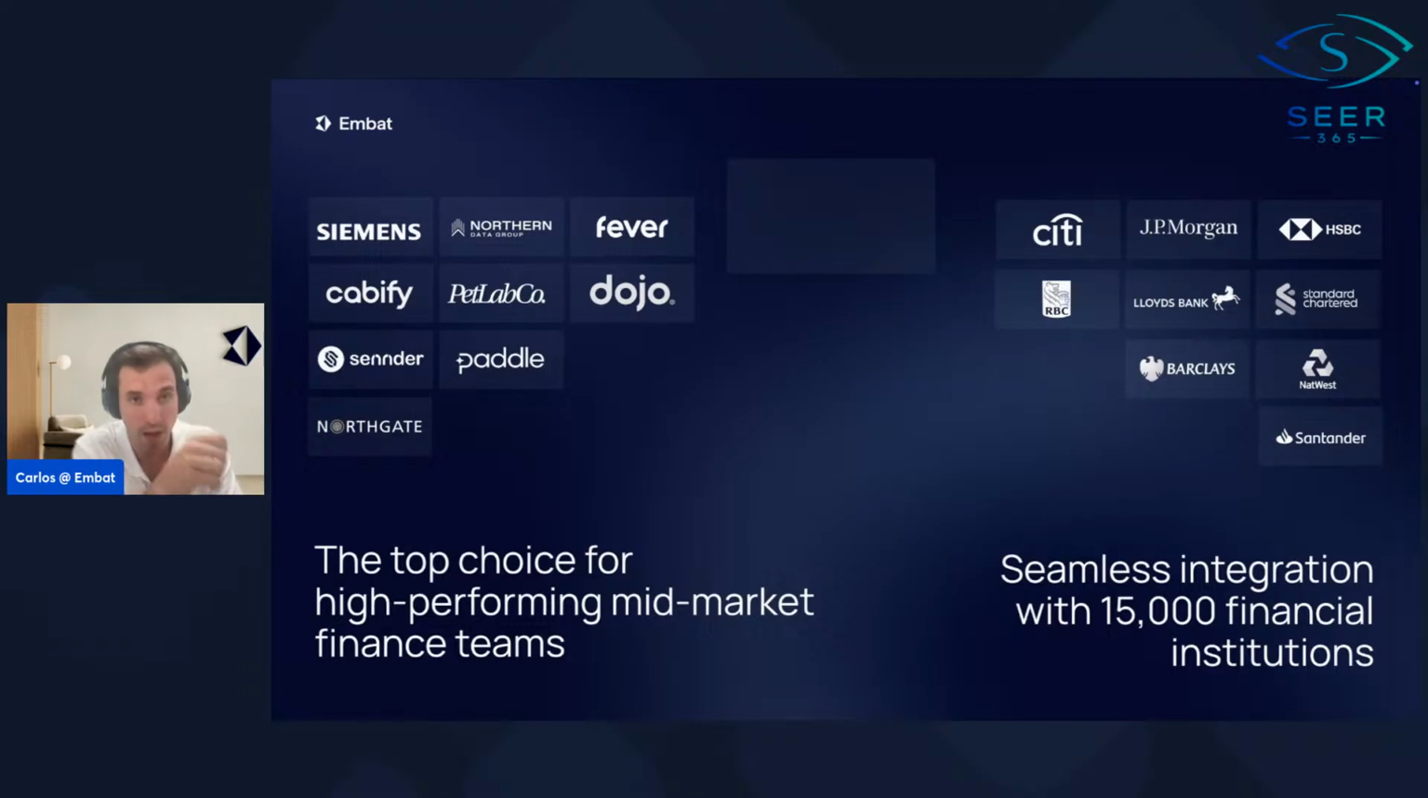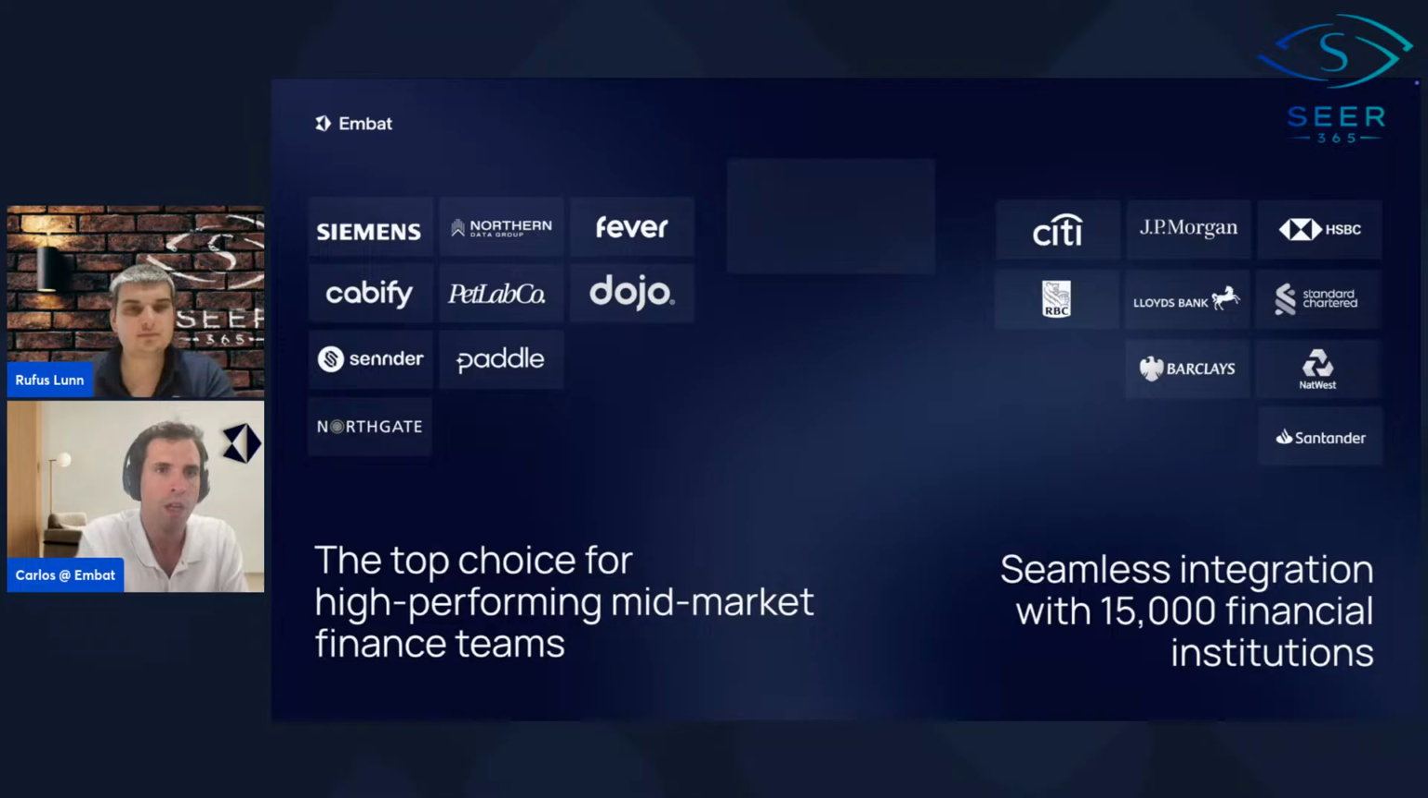On the right-hand side, we have some key banking players in the UK market, but as of today, we have 15K real-time API connections of banks around the world. That has enabled us, as I said, to serve customers in more than 50 countries.